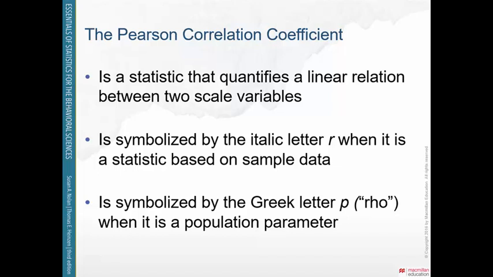Okay, so the Pearson correlation coefficient, this is a statistic that tells us about the linear relationship between two scale or numeric variables. So r is linear relationship between two scale variables. It's symbolized by the lowercase letter r for sample data, and it's symbolized by the Greek letter rho, which kind of looks like a P, when we're talking about population.